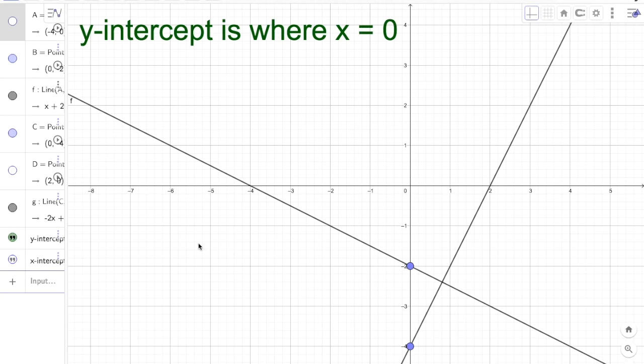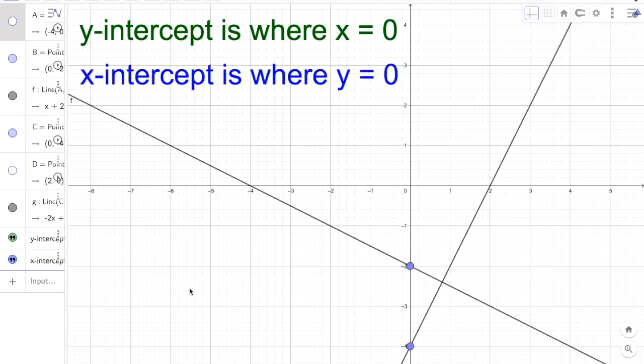Now, the vice versa is true as well. The x-intercept is where y equals 0. Okay, so y equals 0 on the x-axis, right? Anywhere along this line, y is equal to 0. So for this line right here, it's going to be at -4, so I'm going to label that point. That is one of the x-intercepts. Okay, the x-intercept for this graph will be at 2. Okay, so I'm going to label that as well.